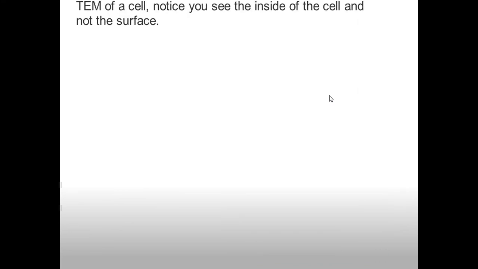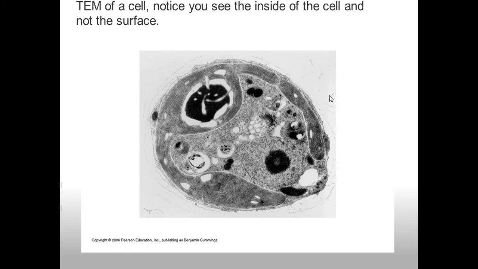In the TEM of a cell, you'll notice that you see the inside of the cell, not the surface. So you actually have to cut the specimen into extremely thin slices in order to use it with a transmission electron microscope.